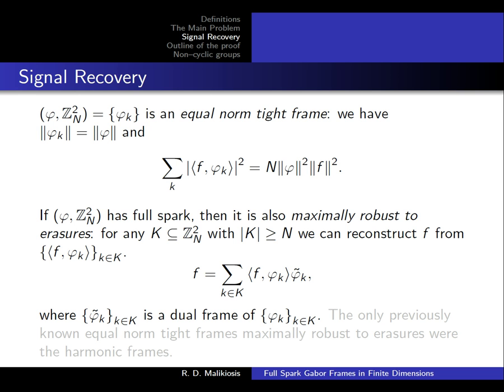And the only algebraic construction that I personally know were the harmonic frames. Basically you take the DFT matrix, you chop off the first few rows, and the columns of this matrix form a frame with the same property. So it's an equal norm tight frame, maximally robust to erasures.